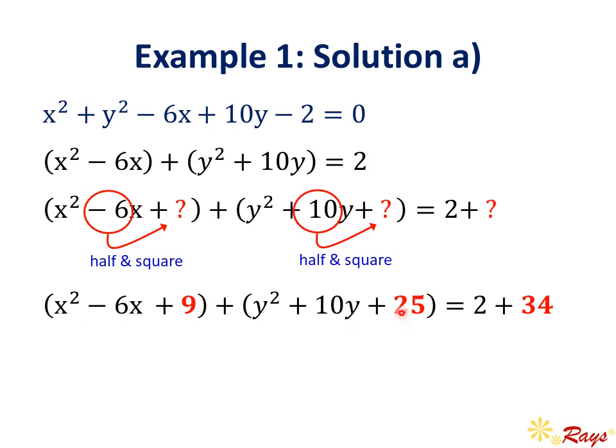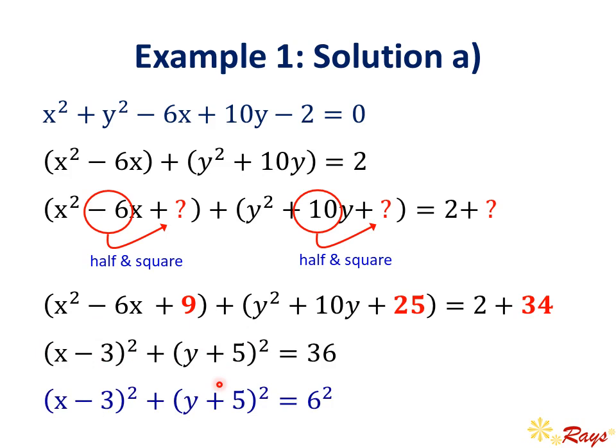9 and 25. And we cannot just simply add values to this side without balancing it to the other side. So 9 plus 25 is equal to 34. So now we can factorize this one and we get a complete square. Same goes to this one, we get a complete square here.